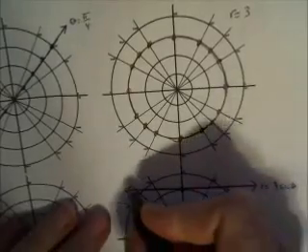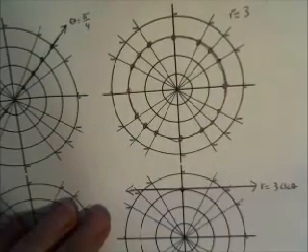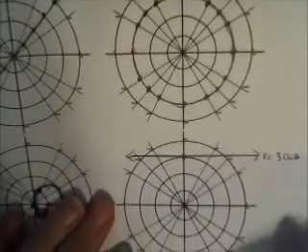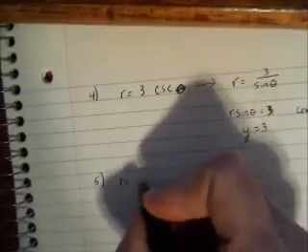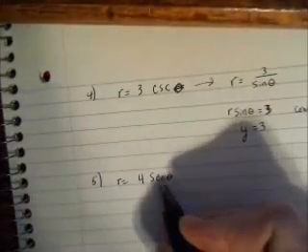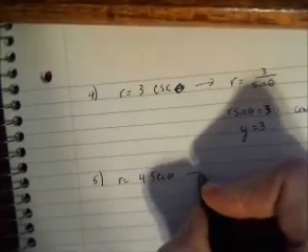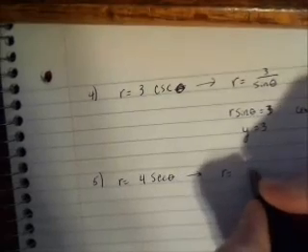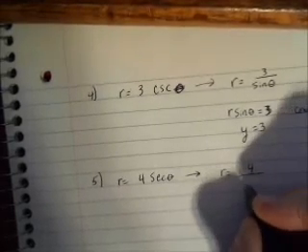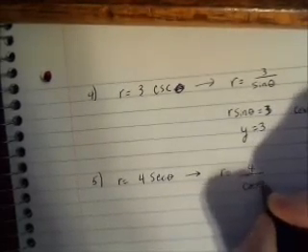So that's how you can graph a horizontal line. Let's look at example 5. r is equal to 4 secant of theta. Well, the secant of theta is the reciprocal of the cosine, so this is going to turn into r is equal to 4 over the cosine of theta.